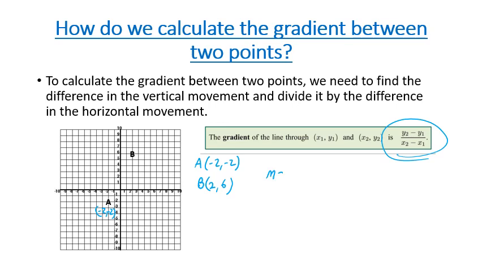So the gradient is going to be y2 take y1 over x2 take x1. It's really important to label these x1, y1, x2, y2. So we end up with 6 take away negative 2 over 2 take away negative 2, which equals 8 over 4, which equals 2. All right, so that's how we work out the gradient of two points.